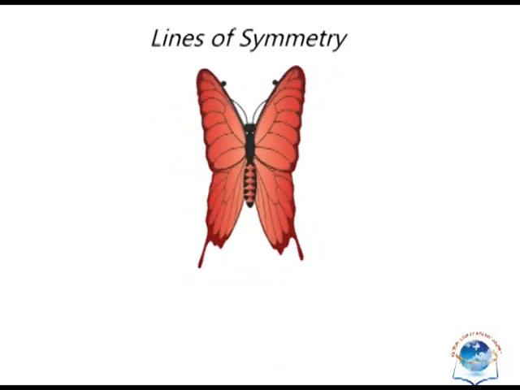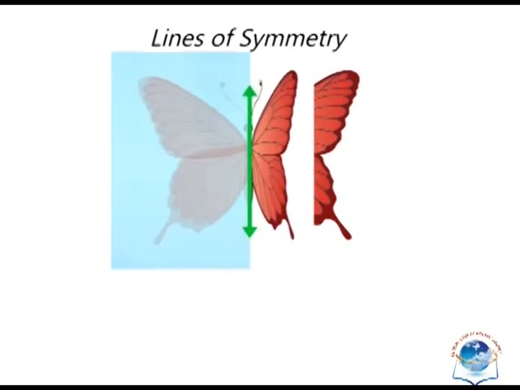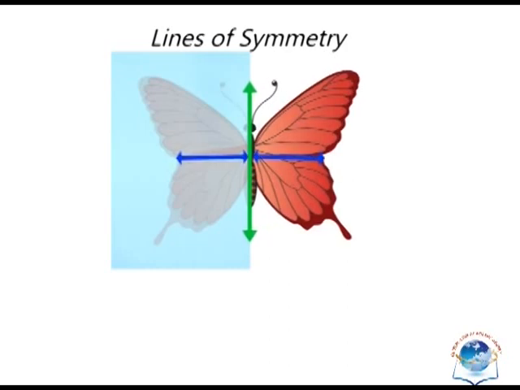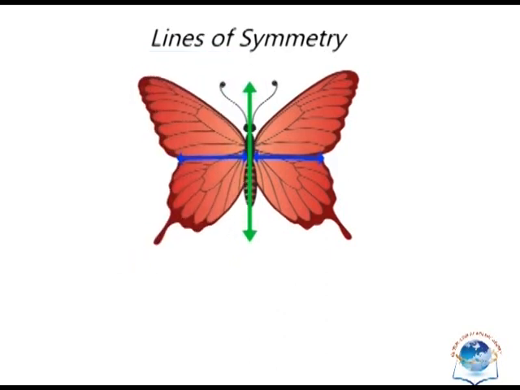This butterfly, for example, has a vertical line of symmetry. If you were to fold the butterfly at the line, each half would match exactly. These are called reflections or mirror images. Because both sides are reflections or mirror images, this is also referred to as reflection symmetry.